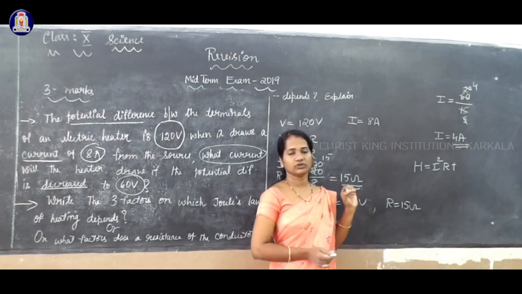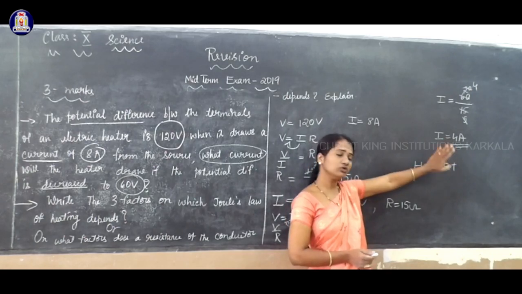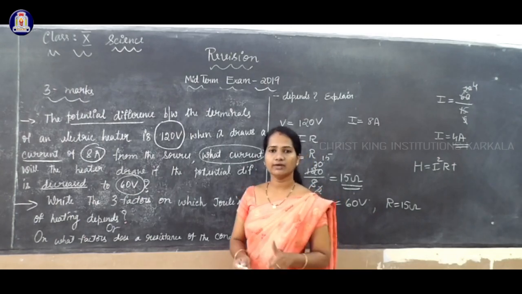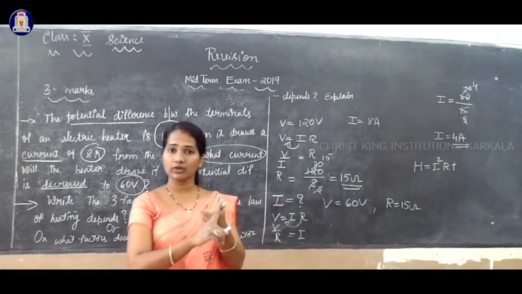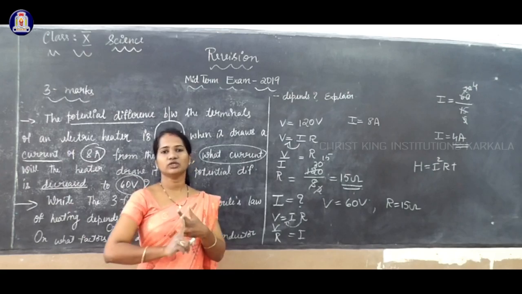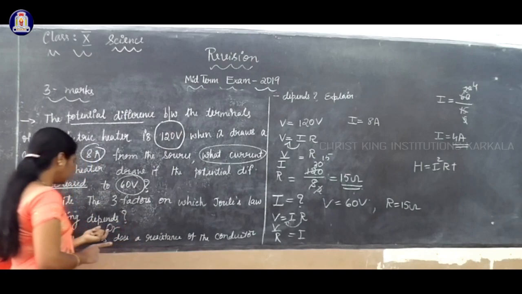3 factors, for 3 factors, 3 marks. The equation is not asked, but if you know the equation, easily you can write. First factor, square of the current for a given resistance. Second one, resistance for a given current. Third one, the time for which current flows in the given resistance. 3 factors.